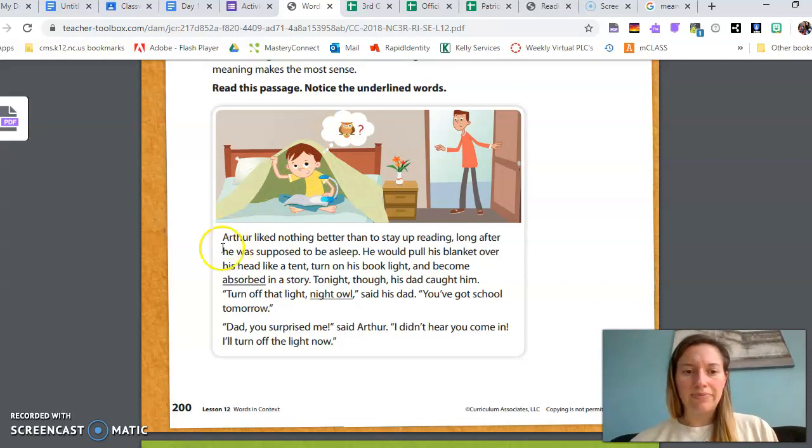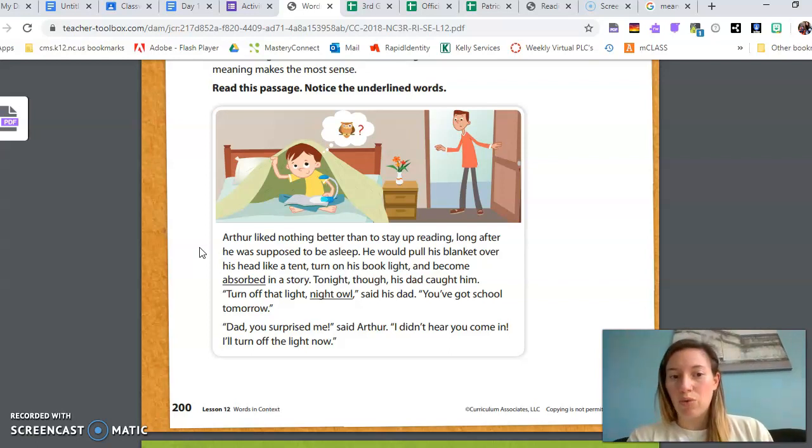So let's read a little passage and then let's try to figure out some of these tricky words. Arthur liked nothing better than to stay up reading long after he was supposed to be asleep. He would pull his blanket over his head like a tent, turn on his book light, and become absorbed in a story. Tonight, though, his dad caught him. Turn off that light, Night Owl, said his dad. You've got school tomorrow. Dad, you surprised me, said Arthur. I didn't hear you come in. I'll turn off the light now.